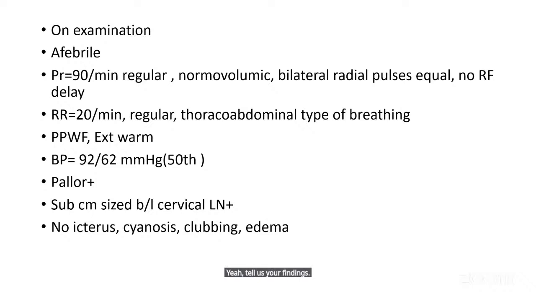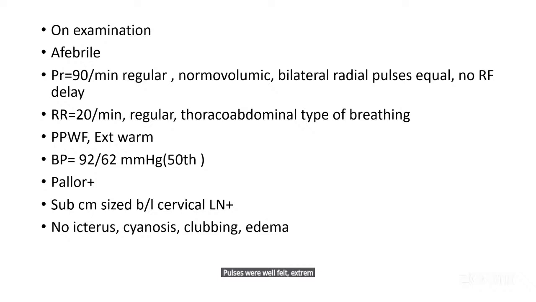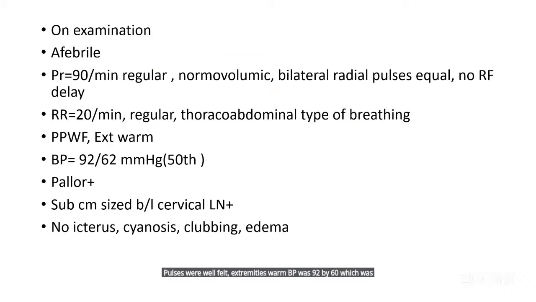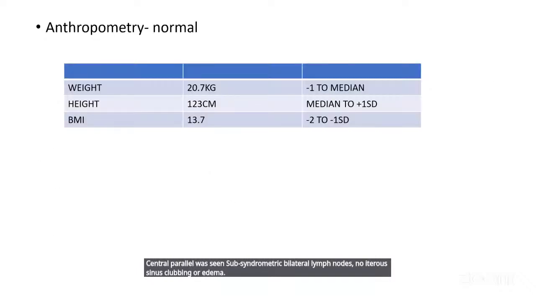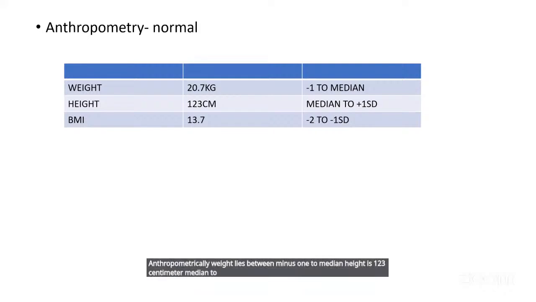On examination, she was afebrile, pulse rate of 90 per minute, respiratory rate of 20 per minute. Pulses were well felt, extremities warm. BP was 92/60, which was at fifth centile. Pallor was seen. Subcentimetric bilateral lymph nodes, no icterus, cyanosis, clubbing, or edema. Anthropometrically, weight lies between -1 to median. Height is 123 centimeter, median to +1 standard deviation. She is normal by anthropometry.